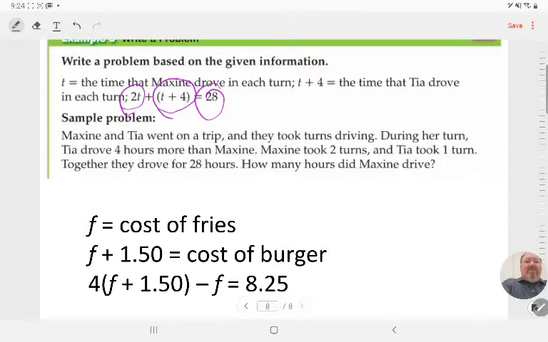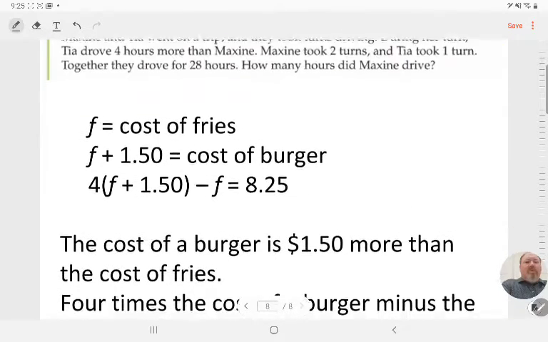Okay, so Maxine obviously is t. She took 2 turns. That would be 2 times t. And then Tia took 1 turn. So that's t plus 4. You're adding them together and getting a total that they drove together of 28. Okay, let's look at one more.